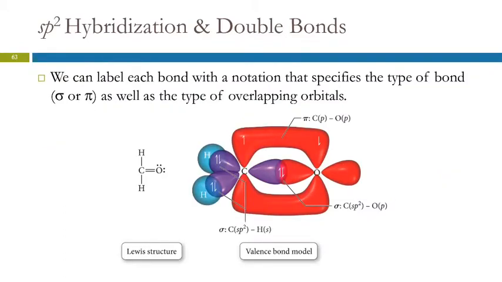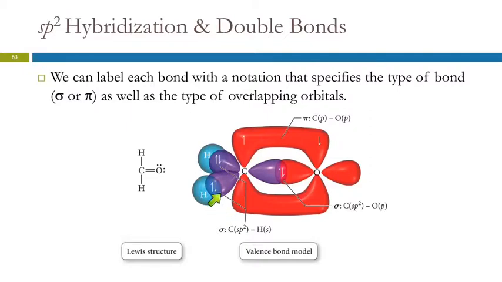So here's that same molecule, the same picture. Here's our Lewis structure for that molecule. We need to be able to label these bonds. We label them to describe what kind of bond, whether it's sigma or pi, and what two atoms and what the orbitals are that are overlapping.